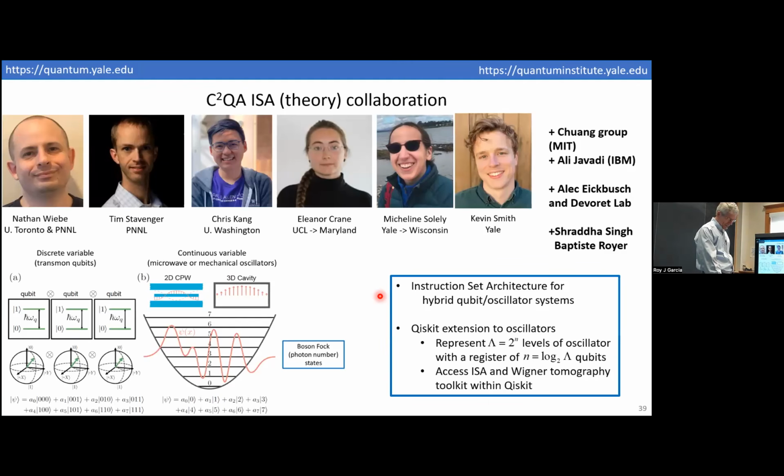And here are some of the people that have thought about this with us. We've written an extension of the Qiskit language, which was built to describe qubits. We have a bosonic Qiskit that you can use to make all of these gates if you want to do simulations, and it's available on GitHub if you want to play. And I'll stop there. Thank you.